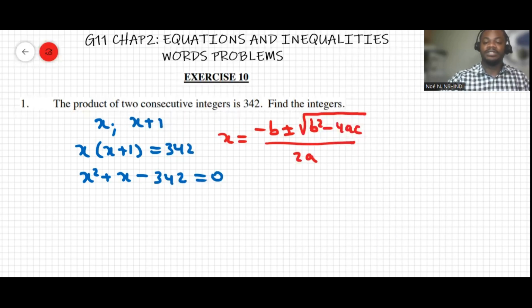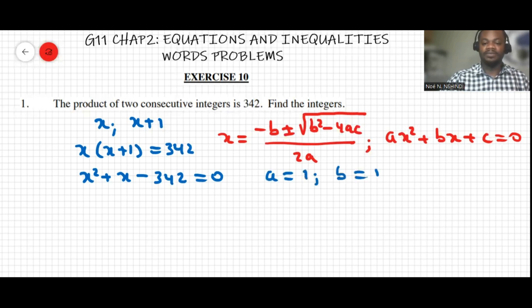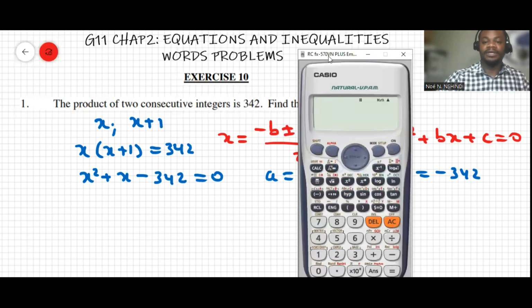First of all, we call it the quadratic formula because the quadratic expression is this, and A, B, C are the coefficients, and A, B, C will be integers. Here A is just 1, B is 1, and C is negative 342. So in this case, A, B, C will be integers, as I said. Now we can substitute that in the calculator.